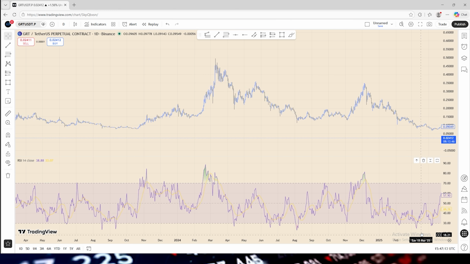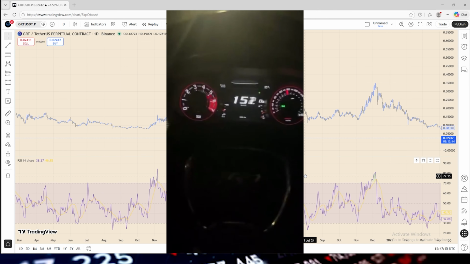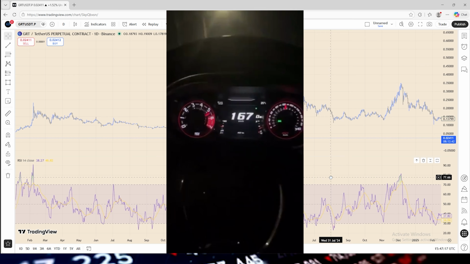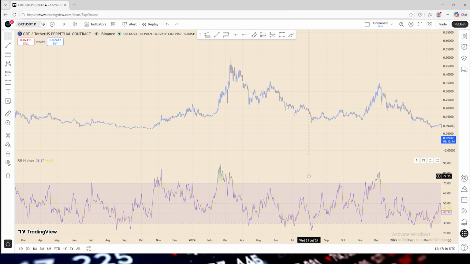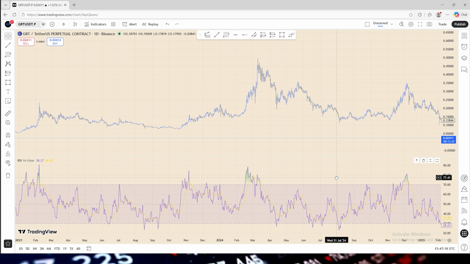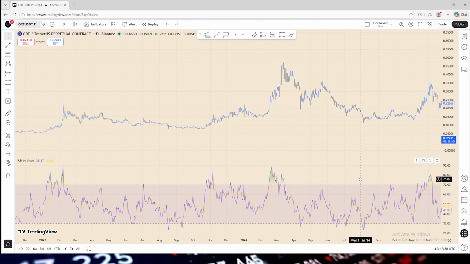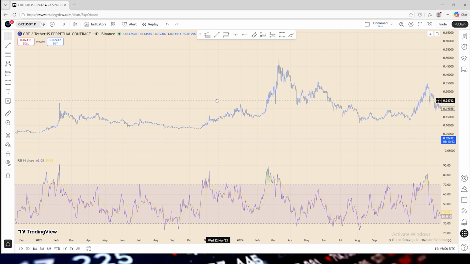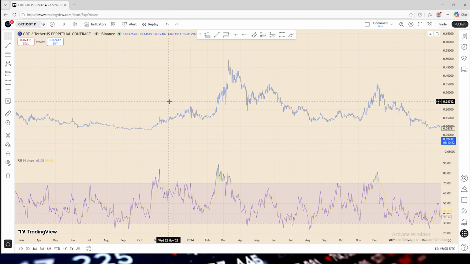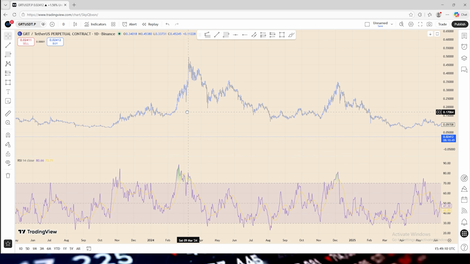Think of RSI like a speed meter. Just because a car is going fast doesn't mean it will stop immediately. It can keep going for some time. The market works the same way. You'll see RSI overbought and price keeps going up, or RSI oversold and price keeps dropping. So entering based only on RSI is risky.